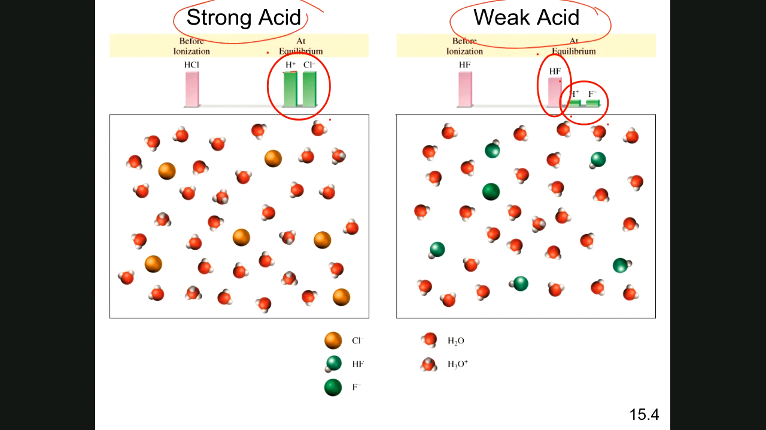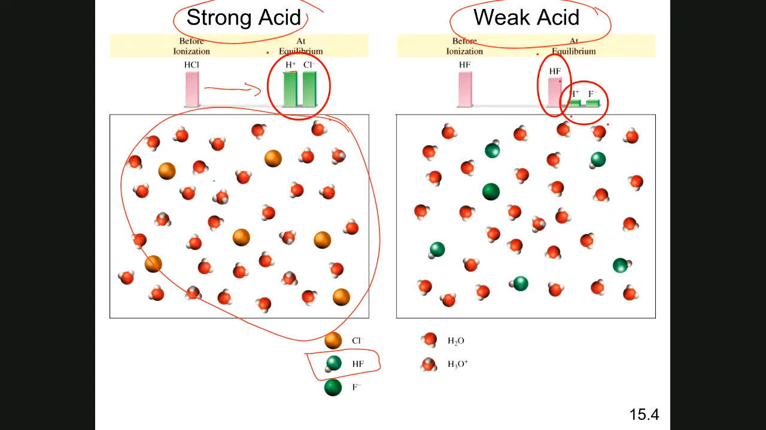The dissociated part is equal. This is 100% dissociation. In the solution, you are not going to see any HCl. These are only Cl minus and H plus floating in the water. So you don't see any HF here. You don't see any HCl here.